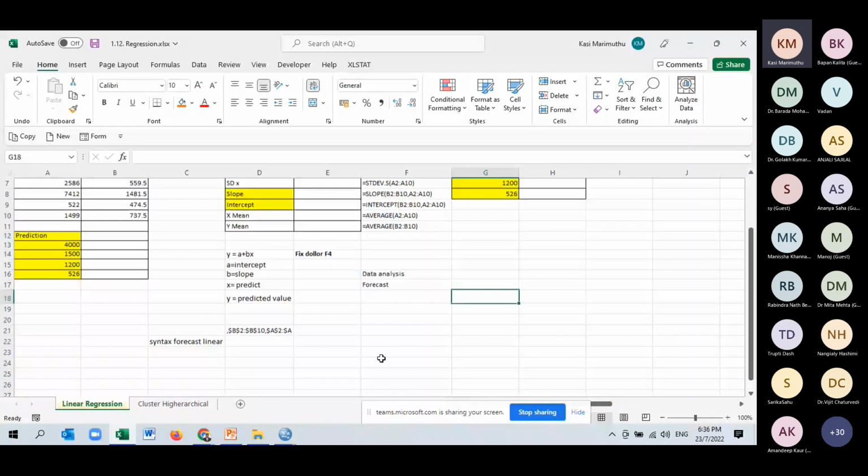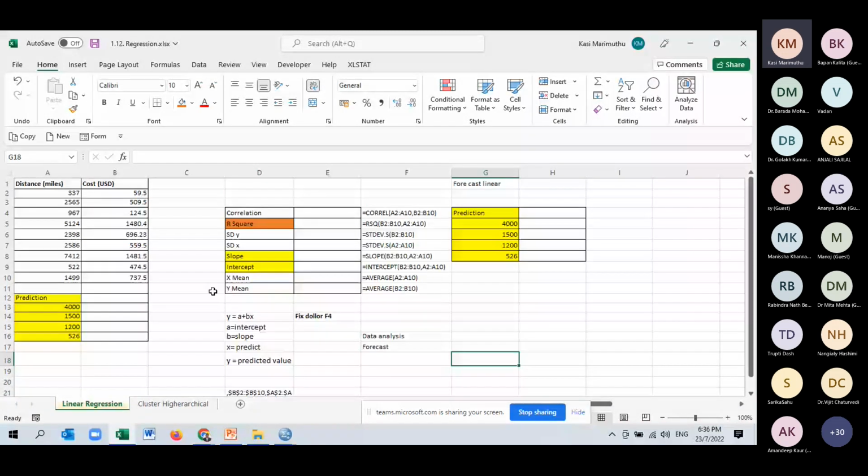Once you have opened the file, you are provided with two columns of data, distance and cost. Cost is actually the dependent variable. Distance is the independent variable. Suppose you travel 4,000 miles, how much will the expenditure be? Suppose you travel 1,500 miles, how much will the expenditure be? Suppose you travel only 526 miles, how much will the expenditure be based on the collected data? Agree?